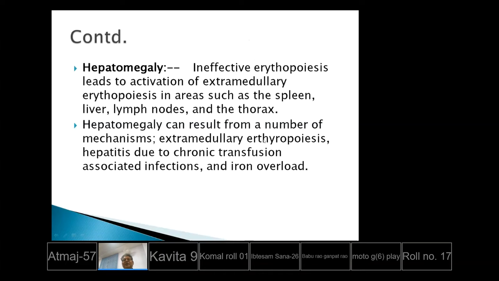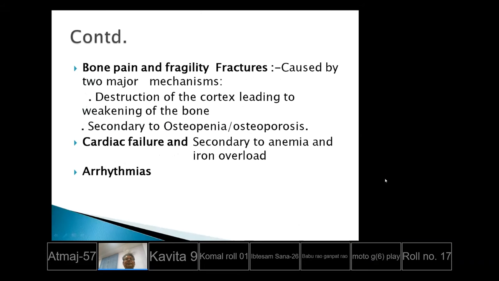Hepatomegaly can result from a number of mechanisms: extramedullary erythropoiesis, hepatitis due to chronic transfusion-associated infections, and iron overload. These are the causes of hepatomegaly. If you give repeated transfusions, there are chances of infection, and due to repeated transfusion, there is iron overload. This also leads to hepatomegaly.